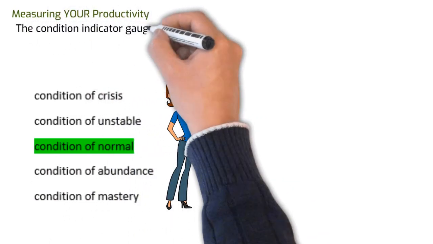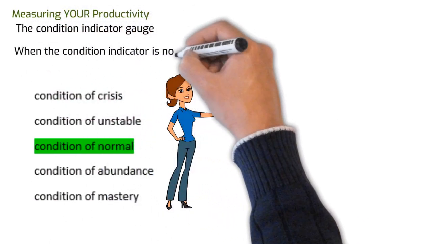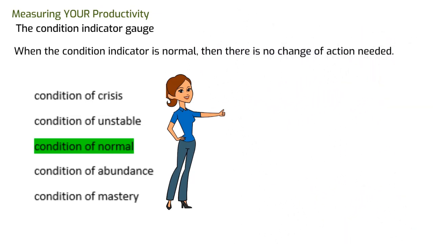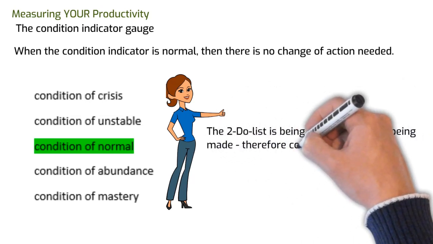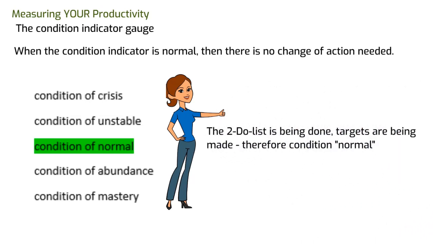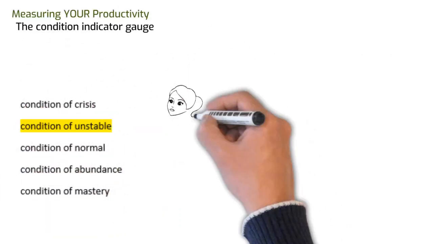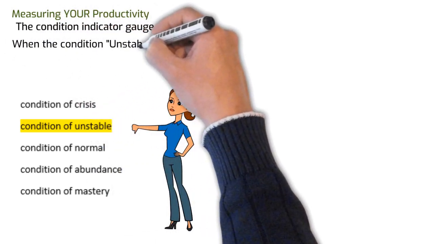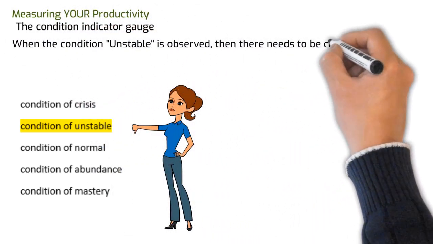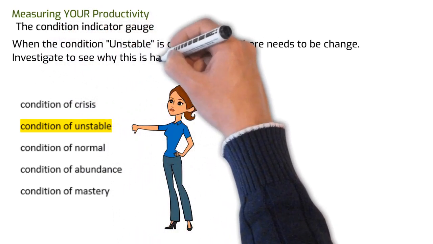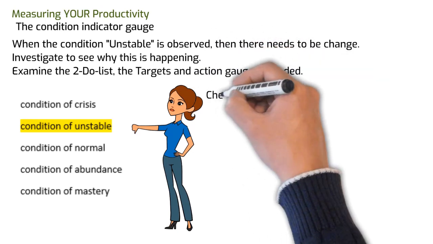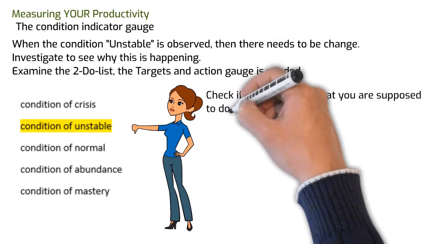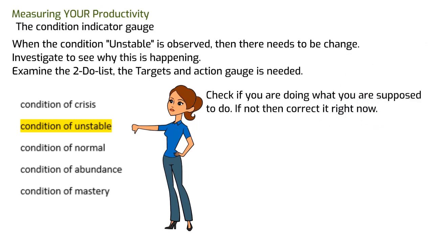The condition indicator gauge. When the condition indicator is normal, then there is no change of action needed. The to-do list is being done, targets are being made, therefore the condition is normal. When the condition unstable is observed, then there needs to be change. Investigate to see why this is happening. Examine the to-do list, the targets, and action gauge. Check if you are doing what you are supposed to do. If not, then correct it right now.